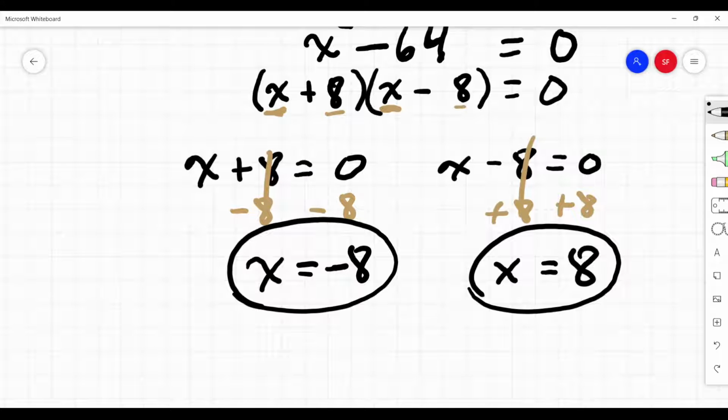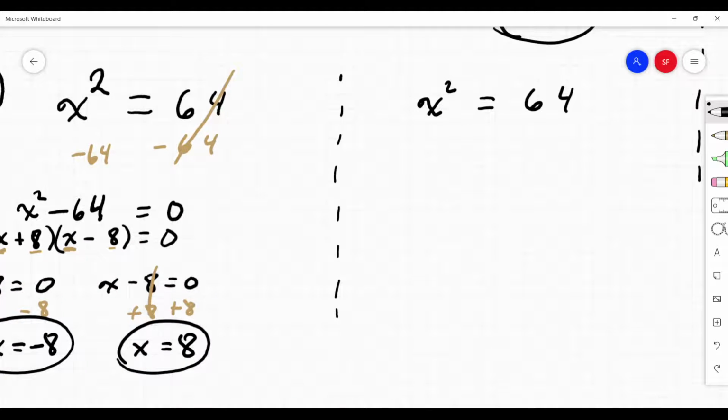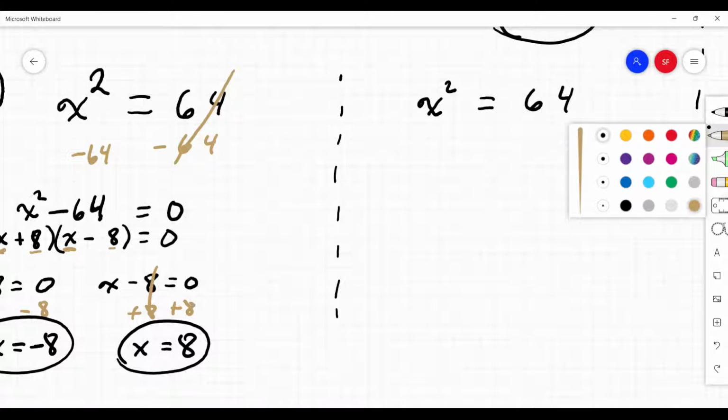So that's one way to solve this problem. It's a perfectly valid way to solve this problem. Another way to solve this problem, which is technically faster, but you have to remember something important. Do it correctly. Okay?